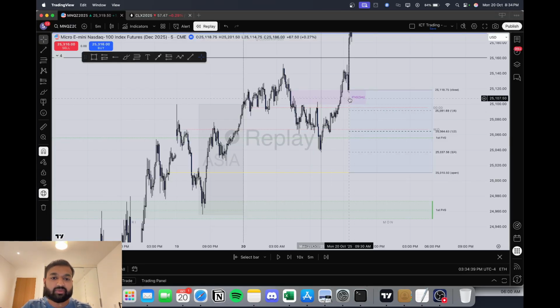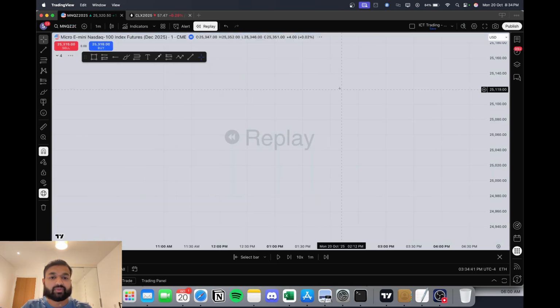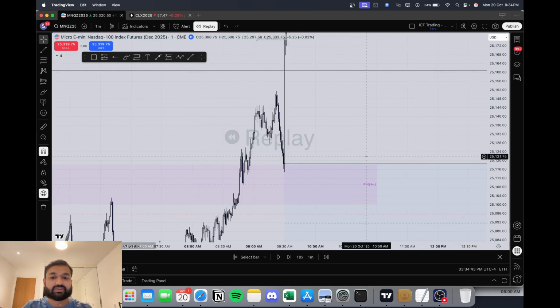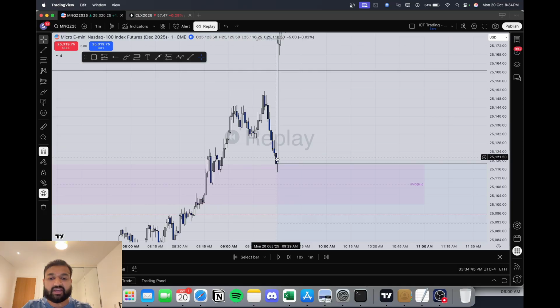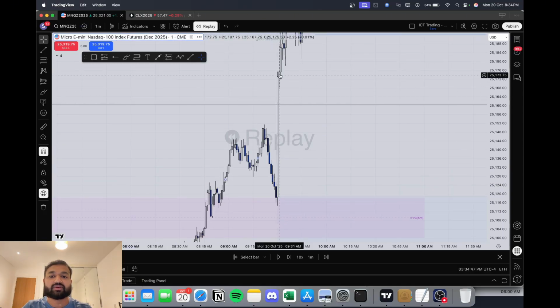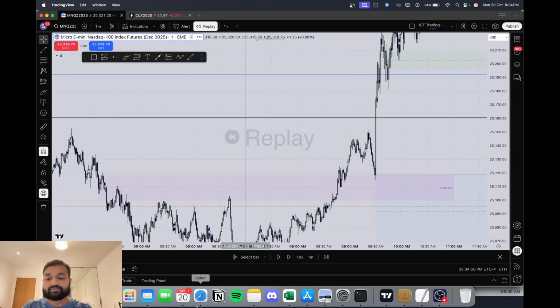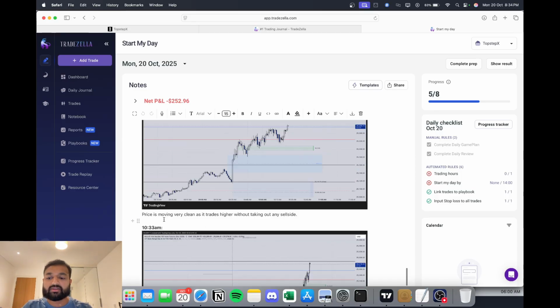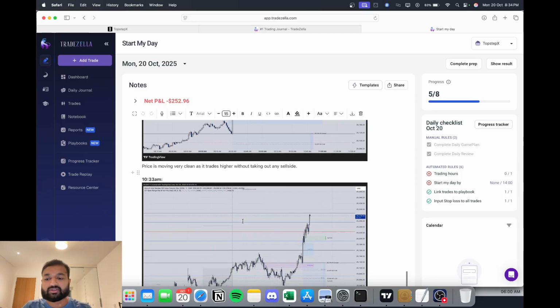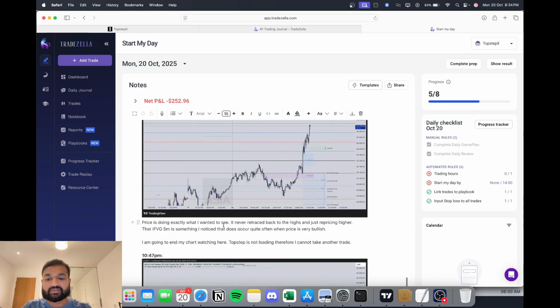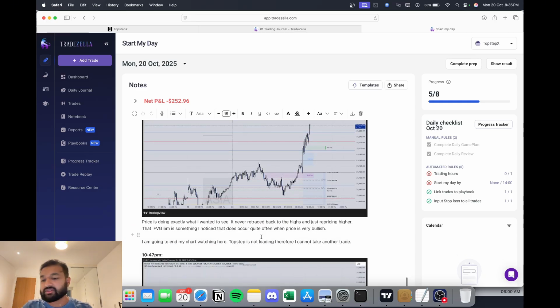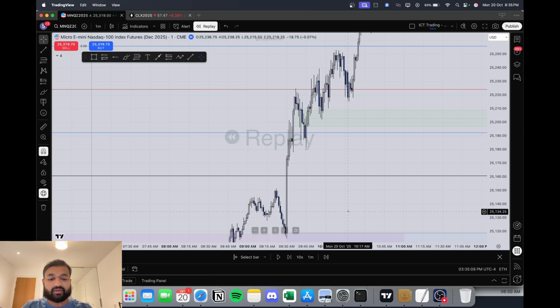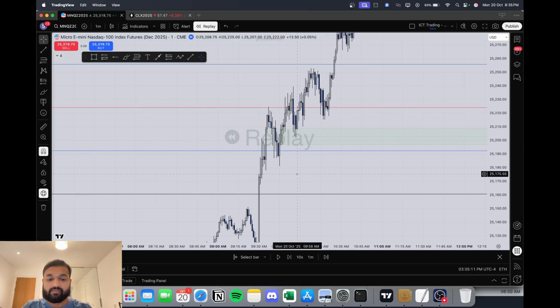That's pretty much where I wanted to trade, but if I look at the 1 minute, you can see that we kind of just tapped it at 9:30 and then instantly traded higher. So then at 10:15, price is moving very clean as it trades higher. Price is doing exactly what I wanted to see.